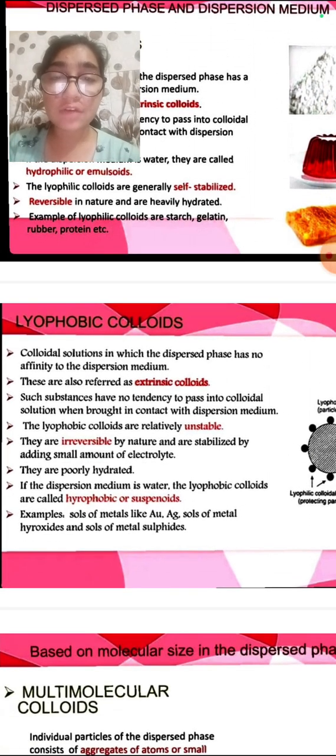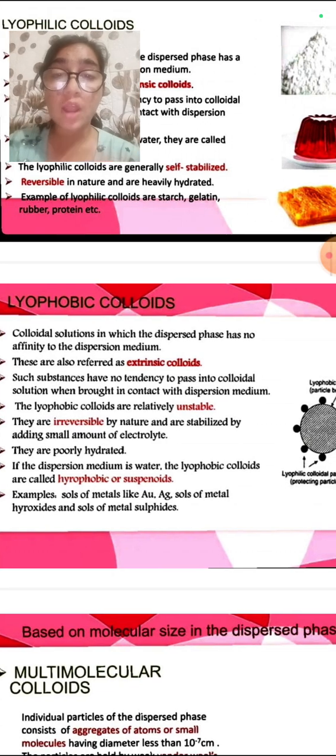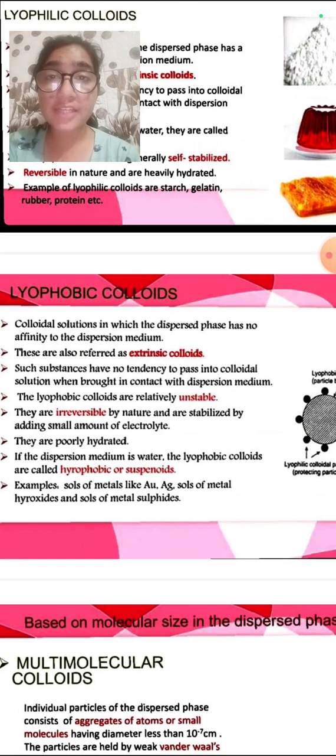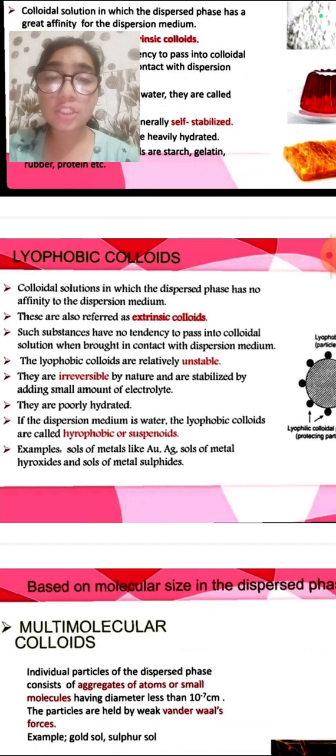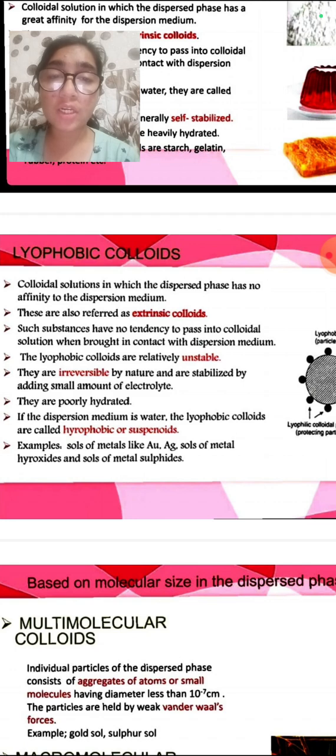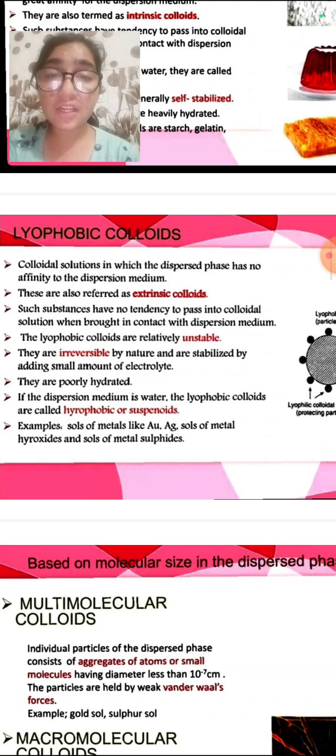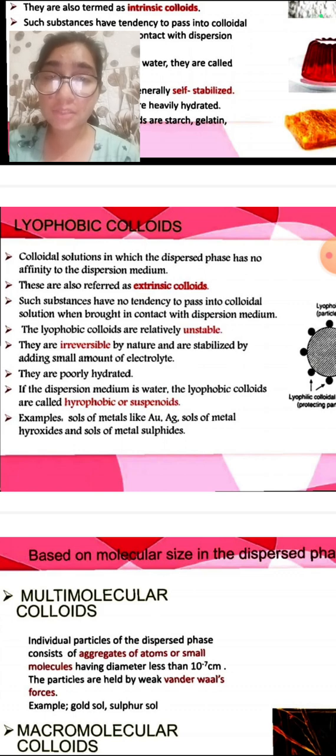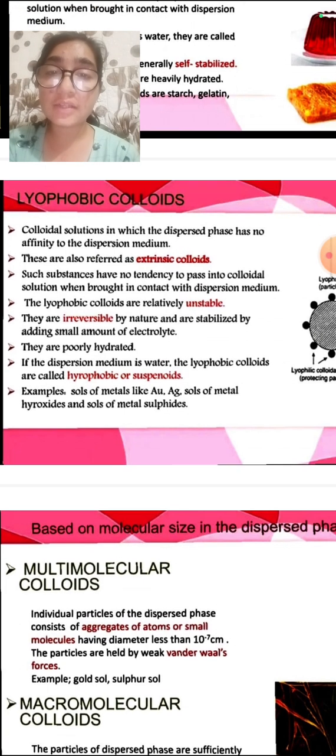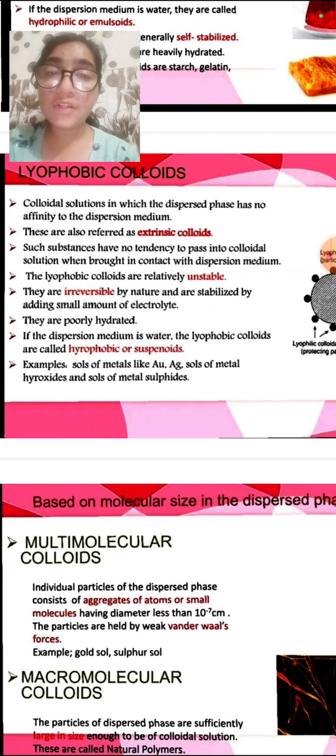Colloidal solutions in which the dispersed phase has no affinity to the dispersion medium. These are also referred to as extrinsic colloids. Such substances have no tendency to pass into colloidal solution when brought in contact with the dispersion medium. The lyophobic colloids are relatively unstable. They are irreversible by nature and stabilized by adding a small amount of electrolyte.